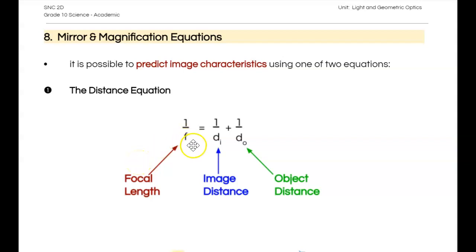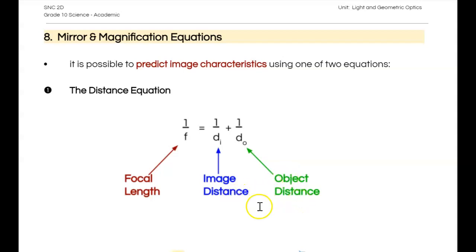So f in this case is a lowercase f. And when we see that lowercase f, that refers to the focal length. I'm going to explain what each of these variables are in a diagram in a second, so just stay tuned. So notice the d for both of these. They're both d's, so they represent a distance. But the little i in the subscript is telling us that that in particular represents our image distance. And the little subscript o in this case represents the object distance.